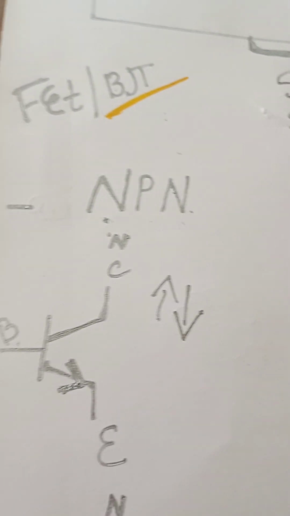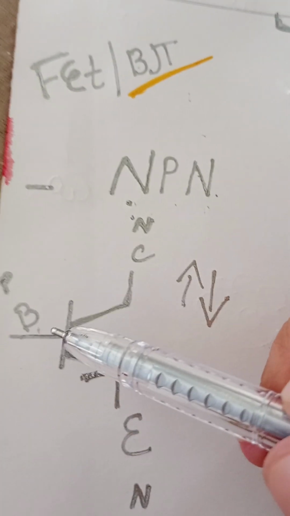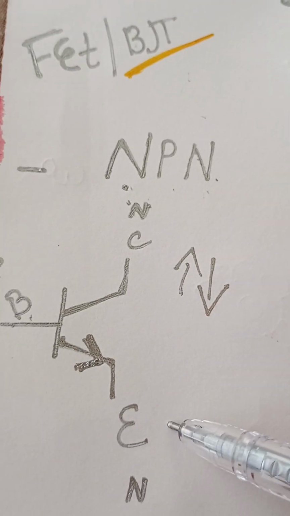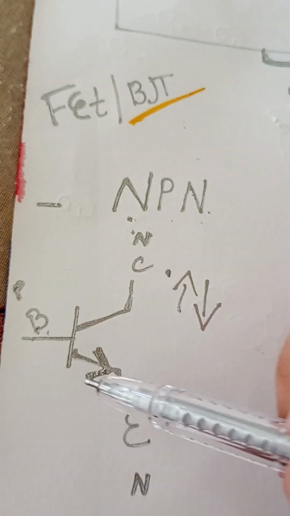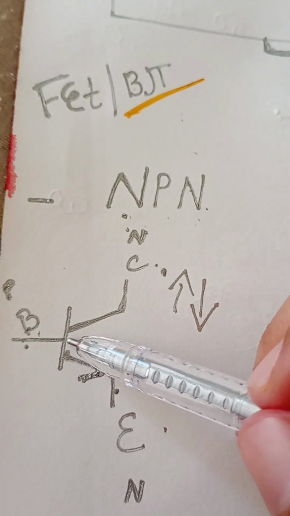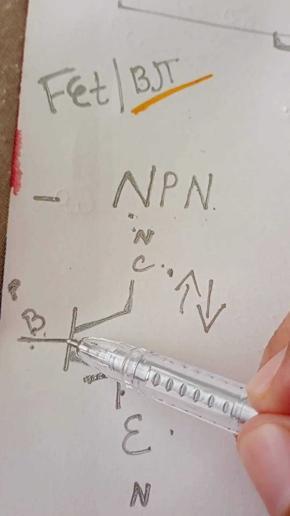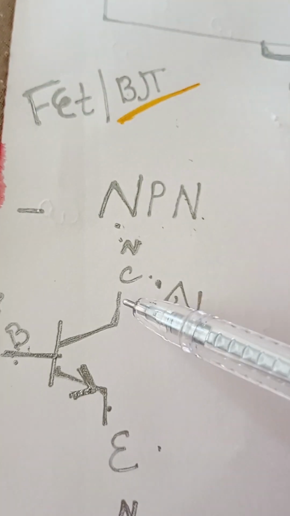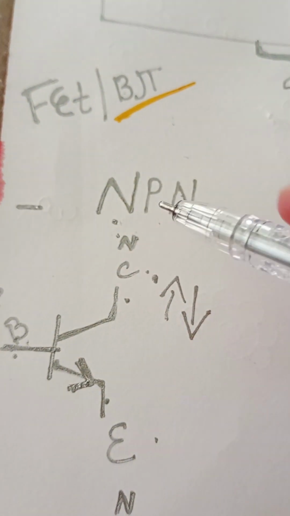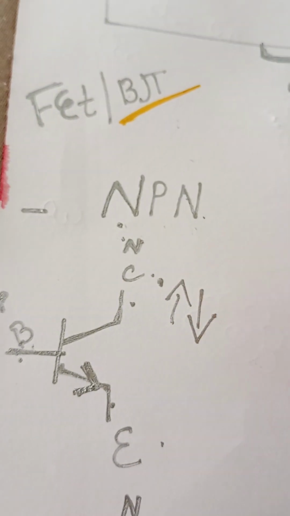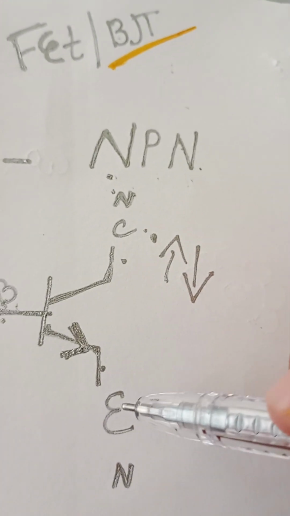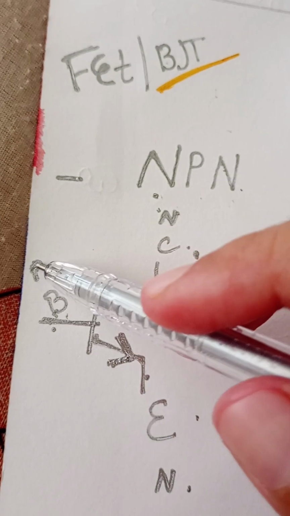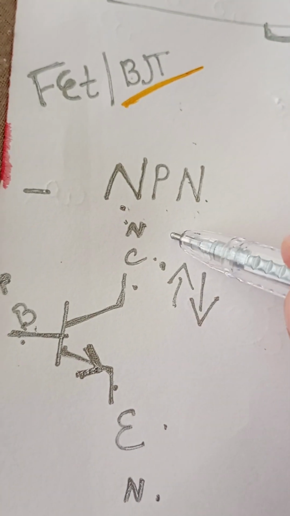So there are three terminals: emitter, base, and collector. Base always comes in the midway. This is the collector, to collect all the charges and get all the current, right. This is NPN.